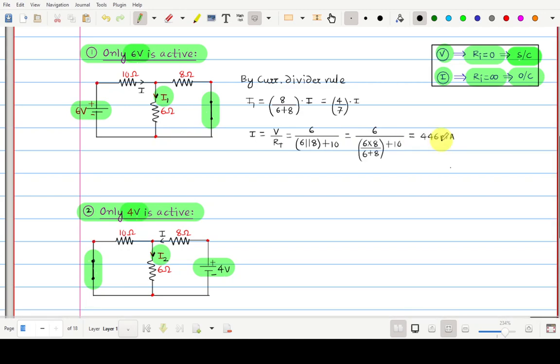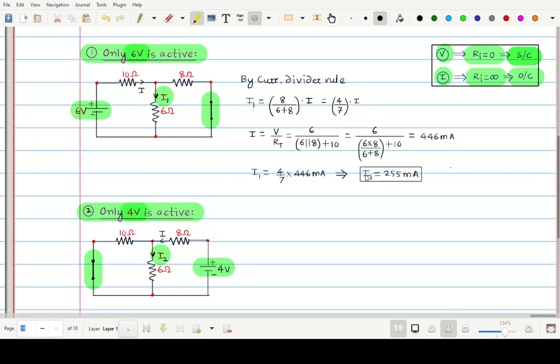Now put this value in this equation, you will get I1. So I1 comes out to be 255 milliampere if you do the calculation. This is nothing but the current flowing through this 6 ohm resistor due to 6 volt. Now similarly we will calculate the current flowing through the 6 ohm due to this 4 volt.